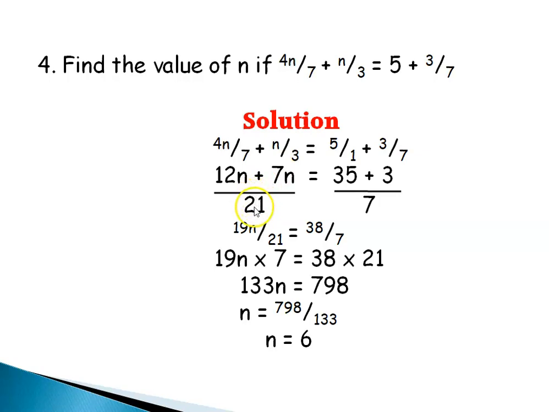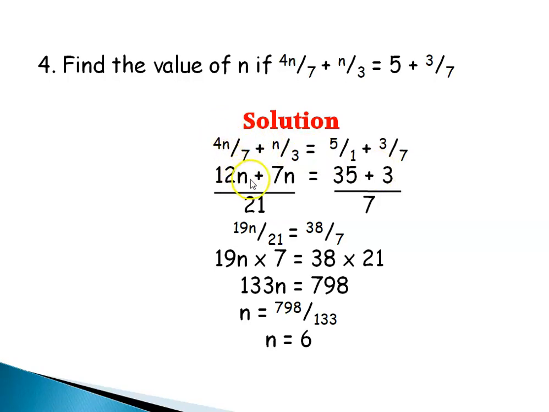21. LCM of 7 and 3 is 21. So 7 in 21 is 3. 3 times 4n, 12n. 3 in 21 is 7. 7 times n, 7n. And then for this one, 1 and 7. The LCM of 1 and 7 is 7. 1 in 7 is what? 7. 7 times 5, 35. Plus 7 in 7, 1. 1 times 3, 3. Is that taken?